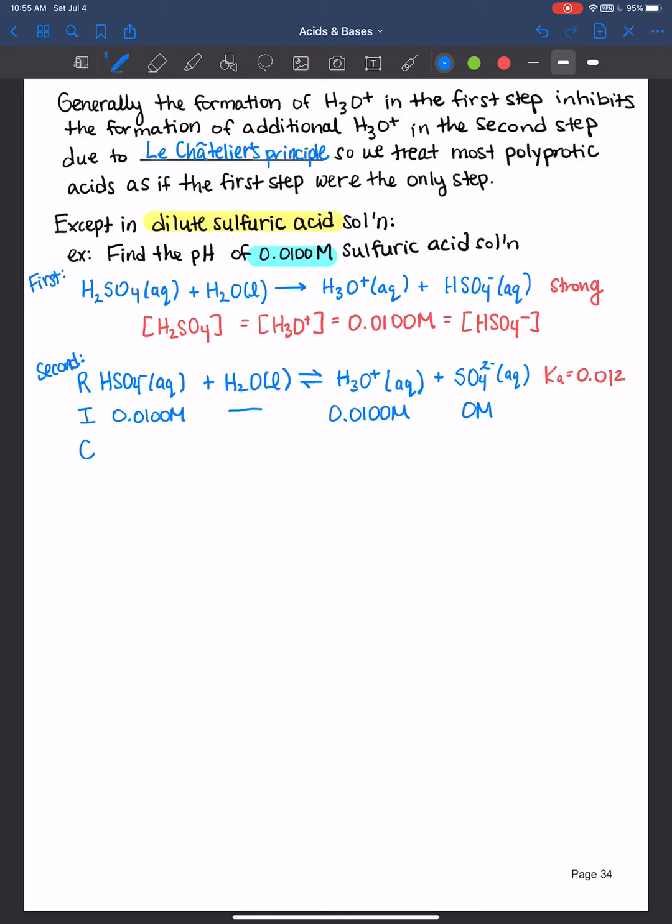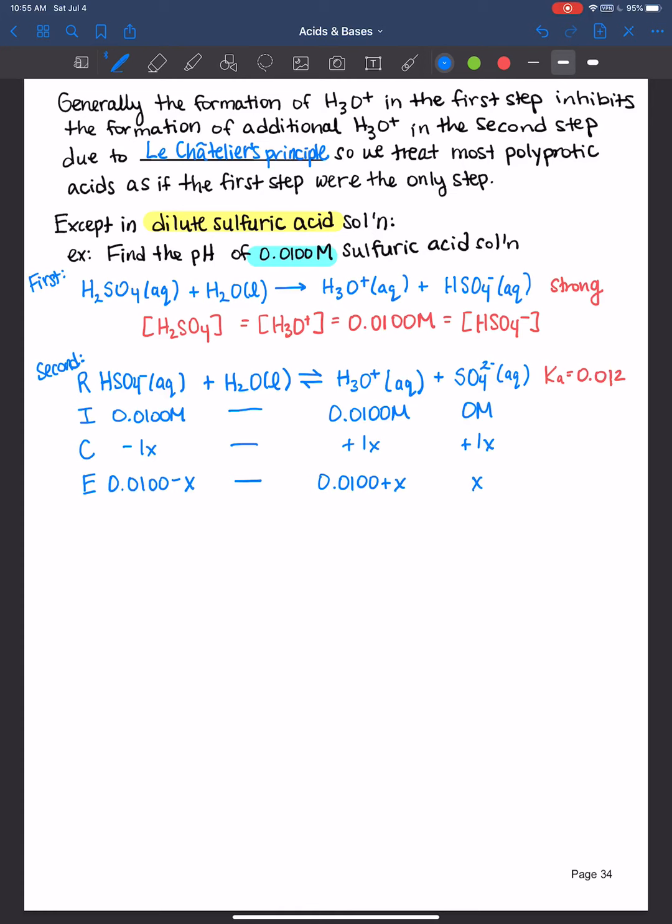And then as it changes over time, it's -1x, +1x, +1x. Remember, we don't include water. That's why I keep marking it out. And then at equilibrium, hydrogen sulfate will be 0.0100 minus X, and this one is 0.0100 plus X, and then 0 plus 1X is X.